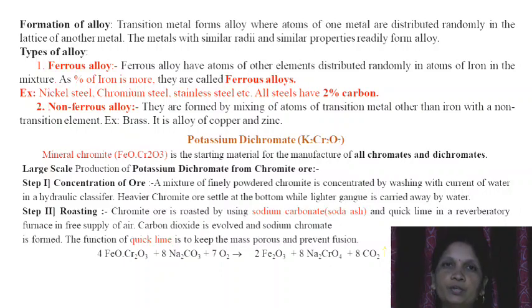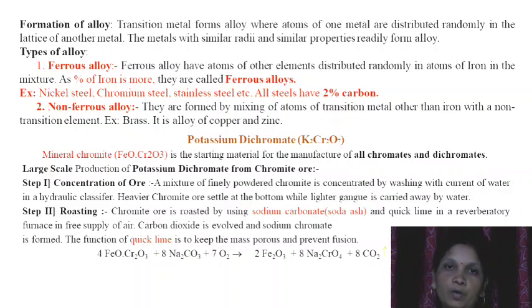It is the formation of alloys. D-block elements or transition elements can form various kinds of alloys. An alloy is a combination or homogeneous mixture of many metals. As d-block elements are metals, they have a tendency to form alloys. Transition metals form alloys where atoms of one metal are distributed randomly in the lattice of another metal. Metals with similar radii and similar properties readily form alloys.